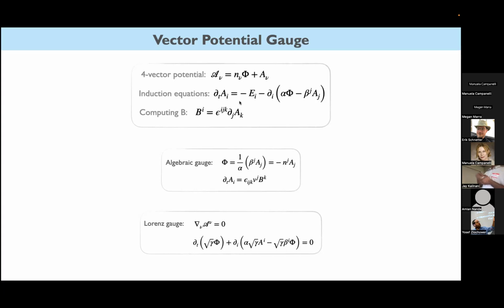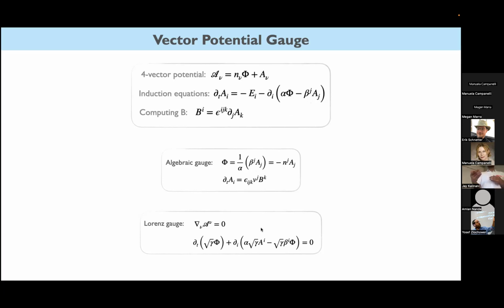Now, to evolve these induction equations for A, you also need to choose a gauge. The simplest option is to use this algebraic gauge, where you set your scalar potential phi as minus n_j A^j, or in this case, this is how it's written. And then what you'll essentially get is you're evolving the induction equations by computing, in layman's terms, V cross B, which is basically just the electric field. This term goes to 0.